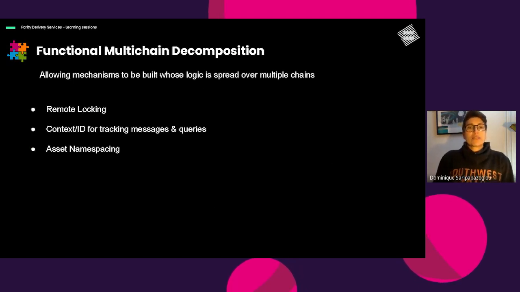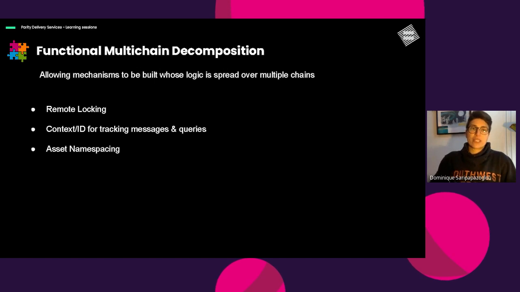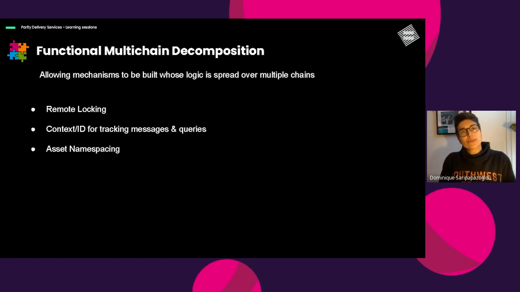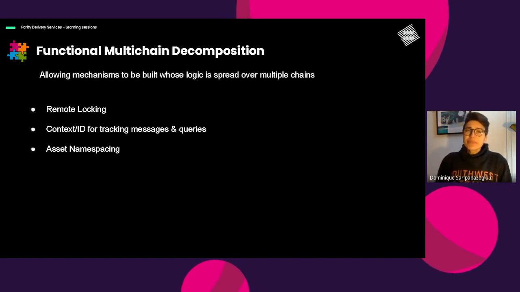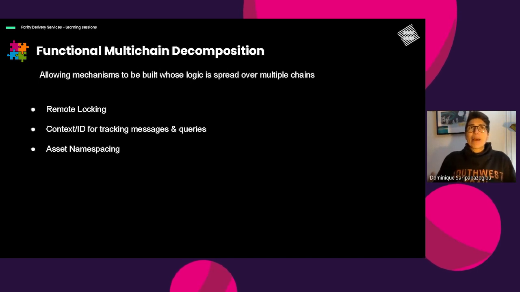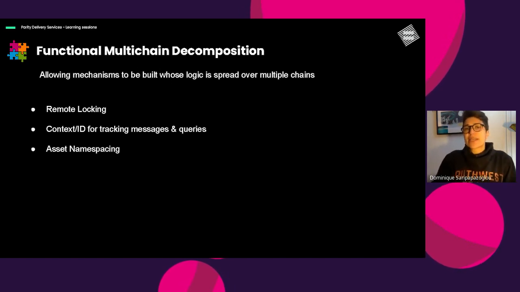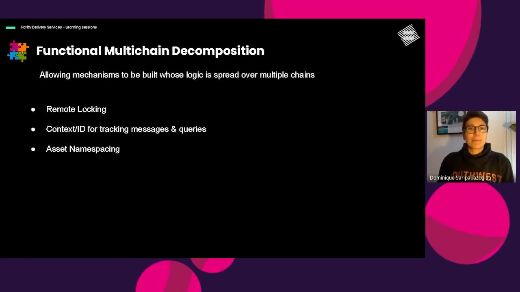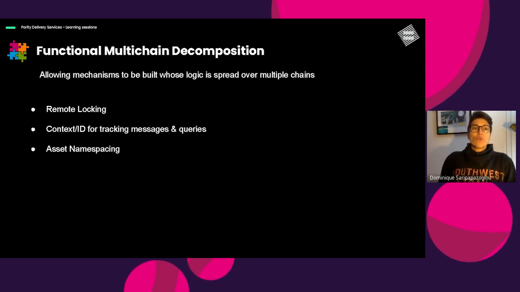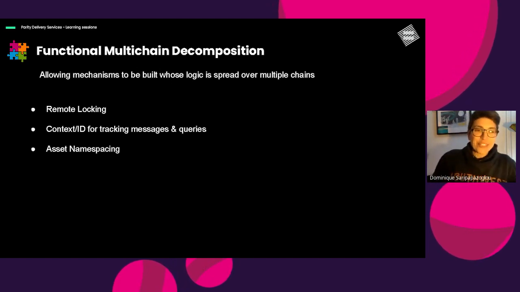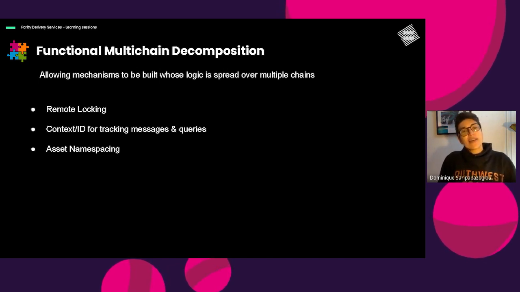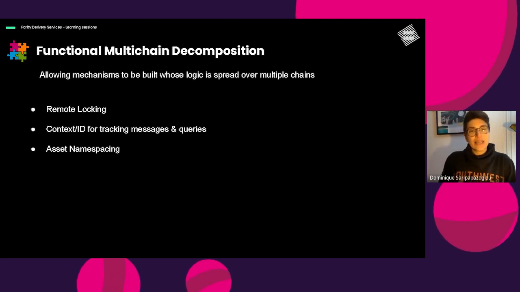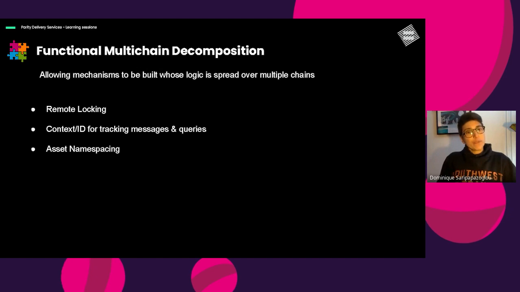Functional multi-chain decomposition is the second big category of changes in XCM3, and it's related to allowing mechanisms to be built so that applications can have their logic run on multiple parachain shards. We can allow that with three subcategories of changes, which are remote locking, context ID for tracking messages and queries, and asset namespacing. I will go into detail on the first two.